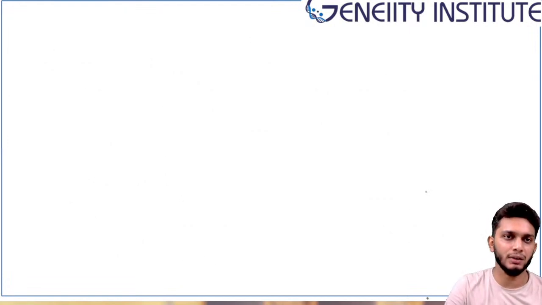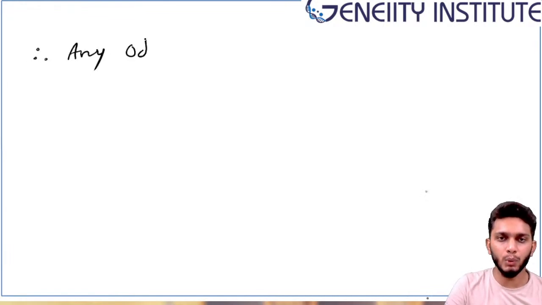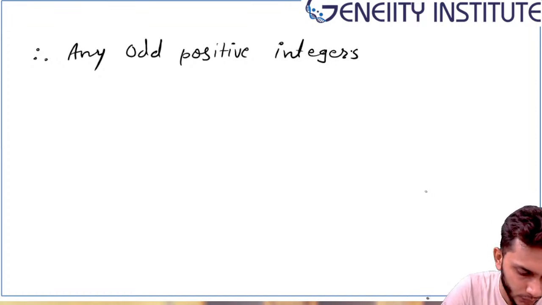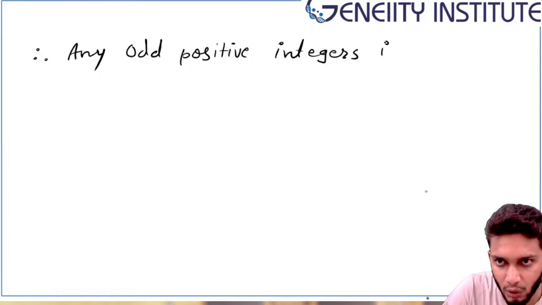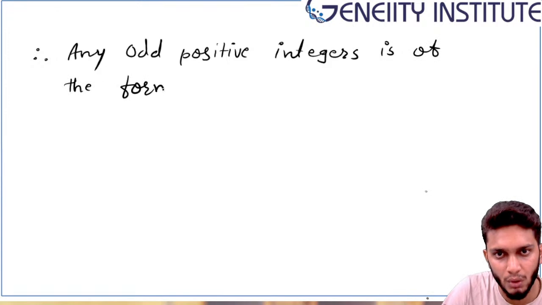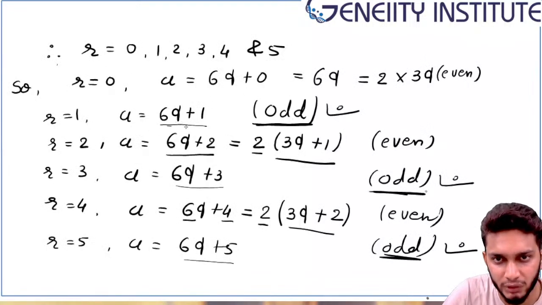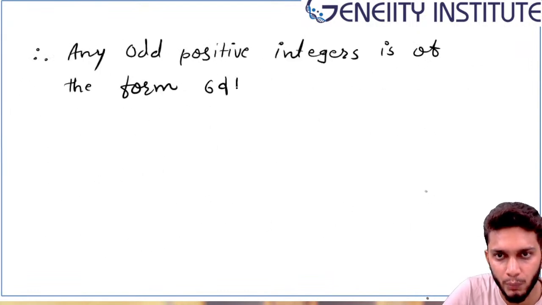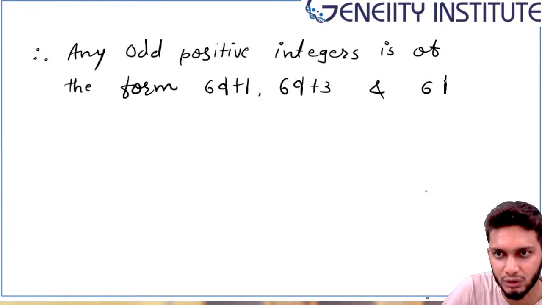So write the last sentence. Therefore, any odd positive integer is of the form. कोई भी ओड पॉजिटिव इंटीजर कौन से फॉर्म में है, तो फर्स्ट ऑफ ऑल 6q plus 1, second one 6q plus 3 and last one 6q plus 5.